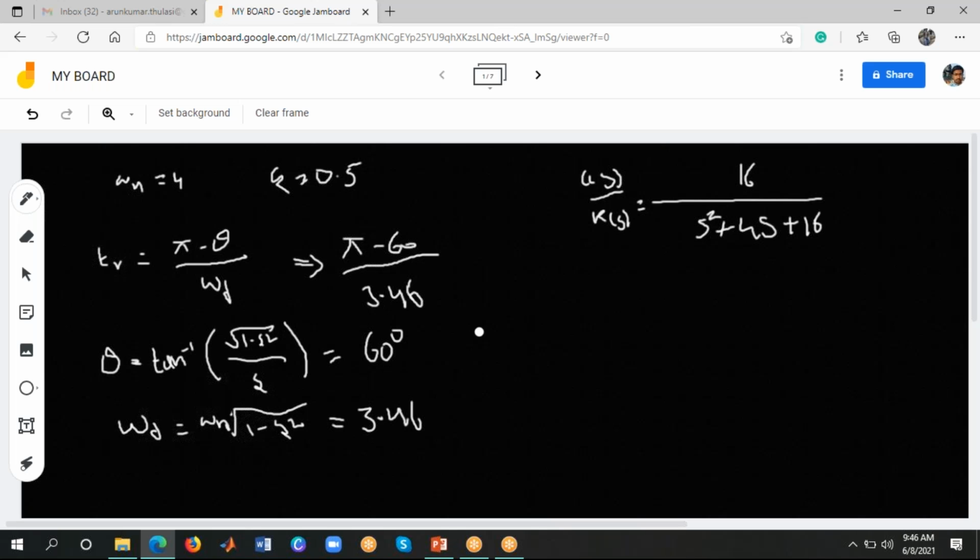Students, check the theta value once. When you find the theta value, keep it in radians, because it is pi minus theta. So theta also we should keep in radians, not in degrees. So once put your calculator in radians mode and see what value you get.